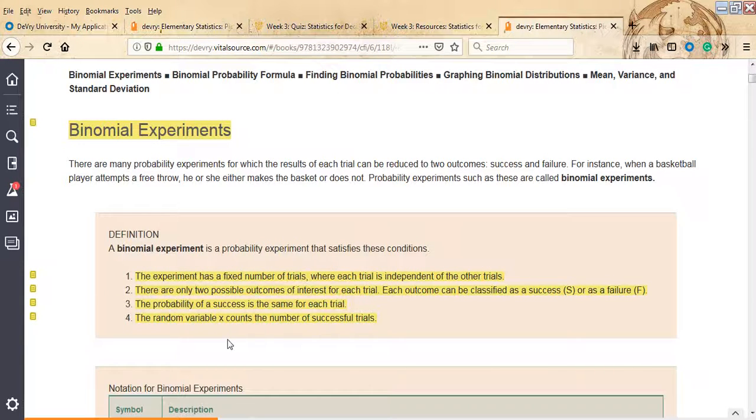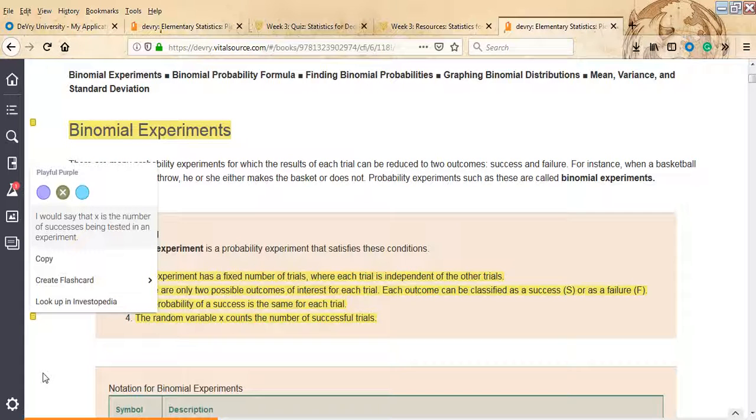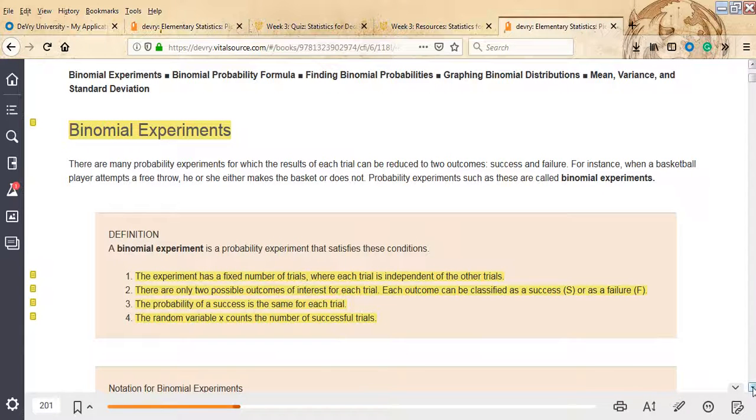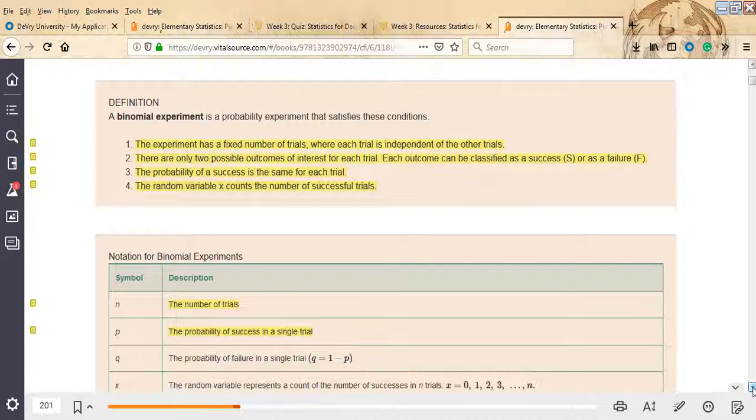And then finally, the random variable x counts the number of successful trials. And this is a little bit confusing too, and we'll look at that in just a moment a little bit more. And I would say that x is the number of successes being tested in an experiment, as maybe another way of looking at that. And perhaps we'll touch on that as we scroll down and work through this.